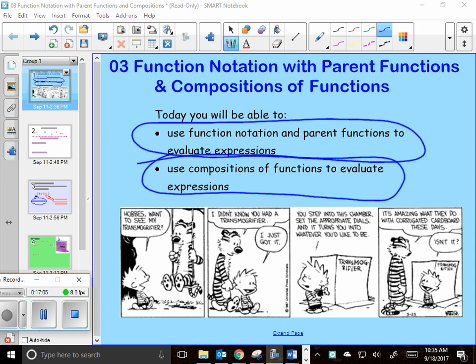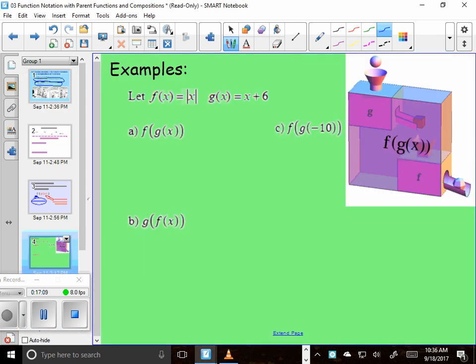Like, let's say I have f of x and g of x, like here. They say f of x is the absolute value of x, and g of x is just x plus 6, two nice simple functions. But what if I want to put one function inside the other and mix them together?